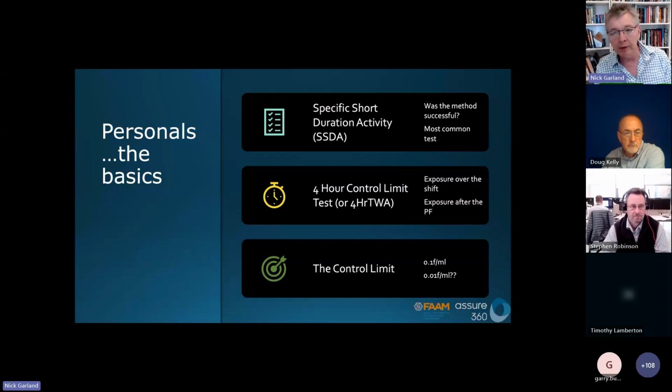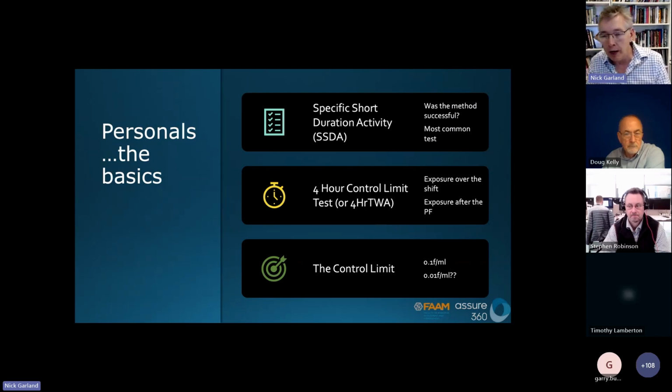So I'm going to be talking about what is the point of personal monitoring, and I thought I'd start with some real basics, just briefly. There are 2 main tests that are currently done predominantly by licensed contractors. There's the specific short duration activity, or SSDA, and that is focused on whether the method was successful or not. And that's by far the most common test that's done. We also have the 4-hour control limit test, which is more commonly known as the 4-hour time weighted average.